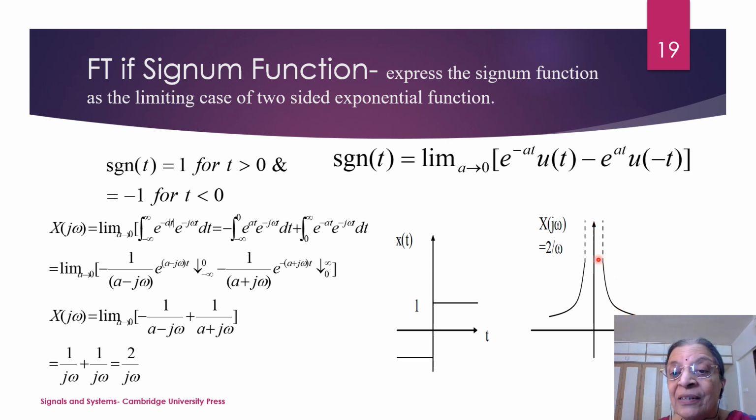But what happens at omega equal to 0? It is going to infinity. This is the omega axis. So when omega is equal to 0, it will tend to infinity because it is 2 upon omega.